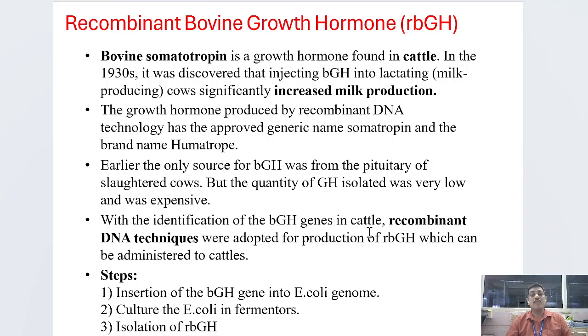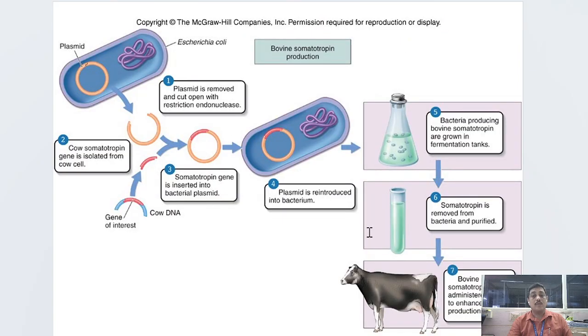This recombinant somatotropic source from bovine was started to be used in 1930, wherein they used to take the gene of the bovine growth hormone and then insert it into the E. coli system with the help of a plasmid, and then the bacteria start to secrete the growth hormone so that they are able to isolate an enormous amount of it. And in 1930, they found that by injecting this bovine growth hormone, there was a significant increase in milk production. And how are these hormones going to be produced?